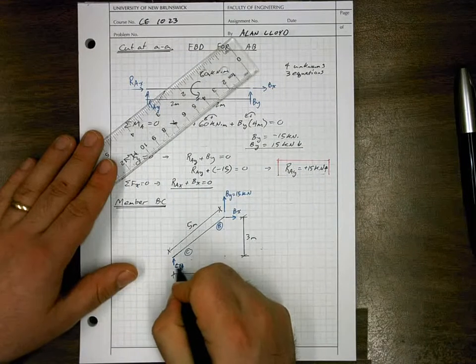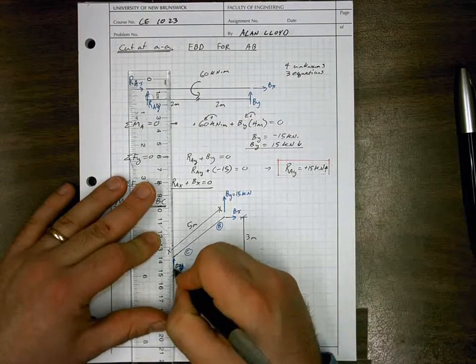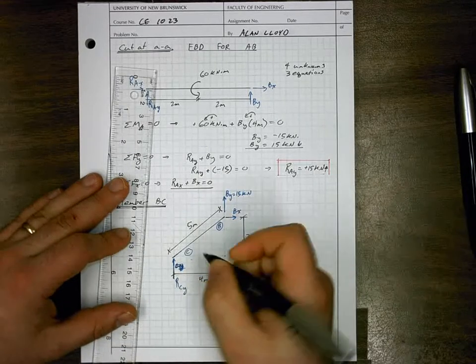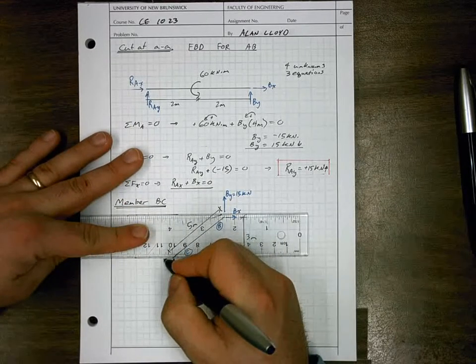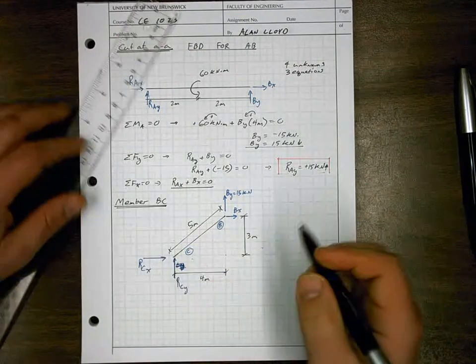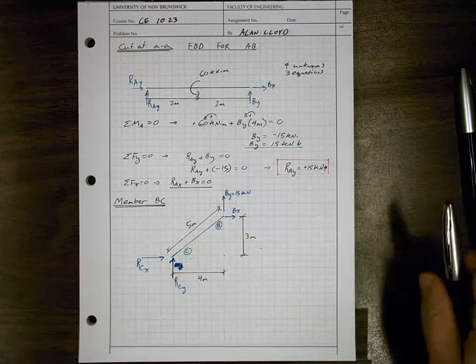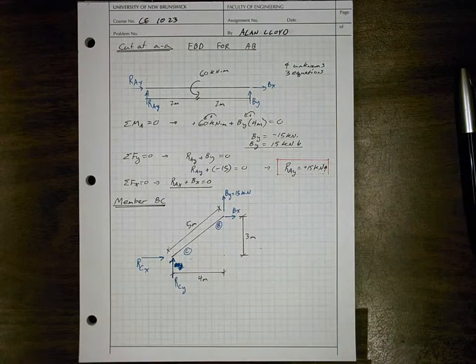I suppose we called this something different before. We called this force RCy, reaction Cy, and a force RCx. So with that free body diagram finished, we can see that we have three unknowns and three equations of equilibrium, so we can solve for everything here. Let's go ahead and attempt to do that.